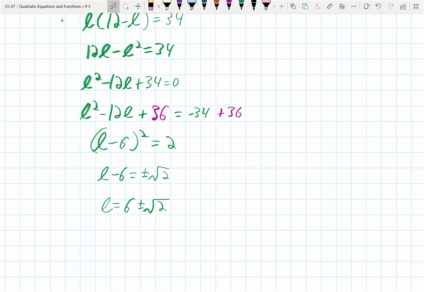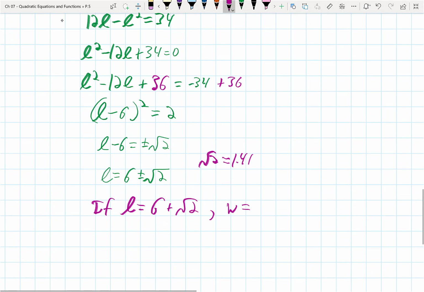We kind of need to play around with our options here because I've got two possible lengths and both of them will work. The square root of 2 is about 1.41. That's one that you guys should have an idea of. So I know that both lengths are possible. So we're going to say if L is equal to 6 plus root 2, I need to find out what W is. W is equal to 12 minus L, so 12 minus 6 minus root 2. If L is equal to 6 plus root 2, W is equal to 6 minus root 2.